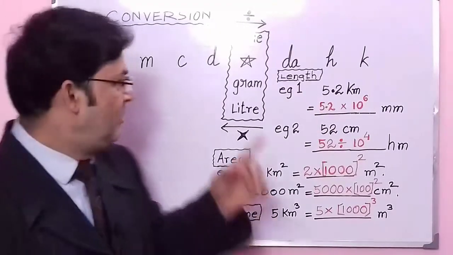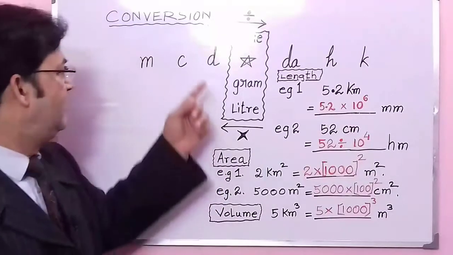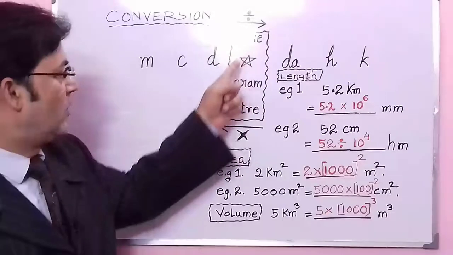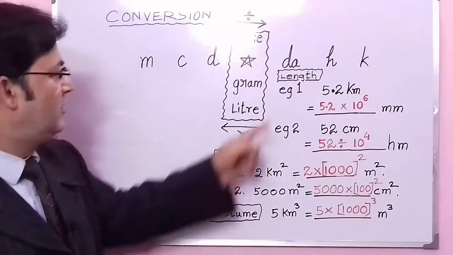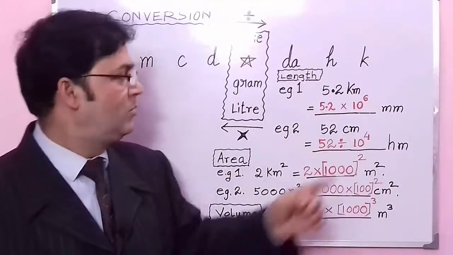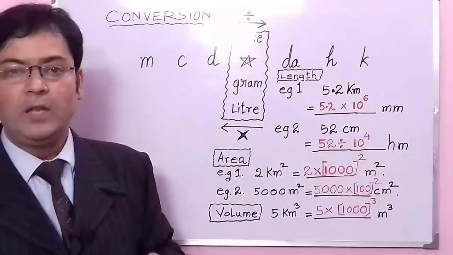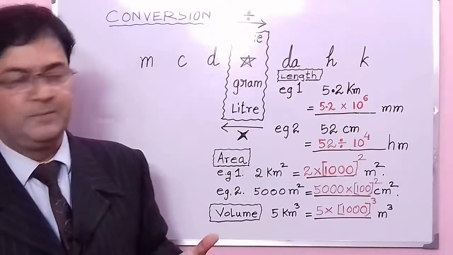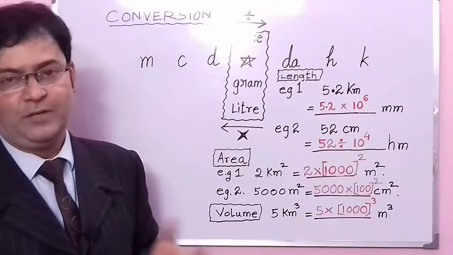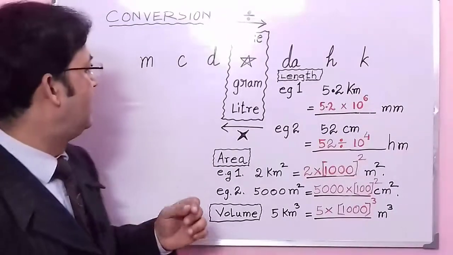What is this? M milli, C centi, D deci. Star can be one of these, I will tell you that. DA deca, H hecto, K kilo. Milli is 1,000th of anything. C, centi, is 1/100th of anything. D, deci, is 1/10th of anything.